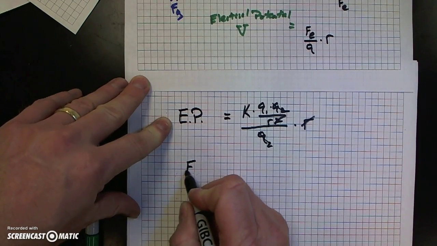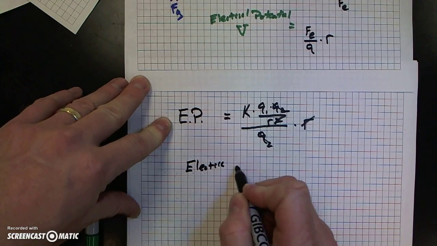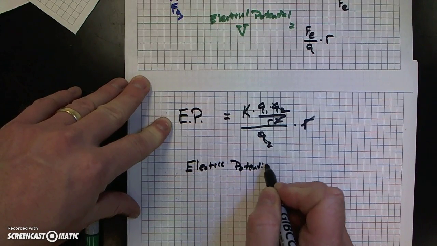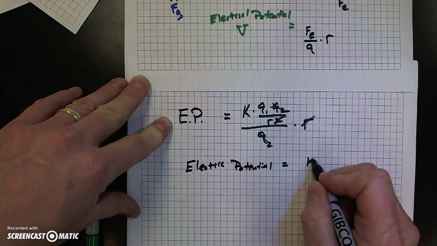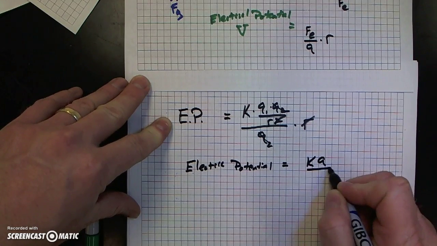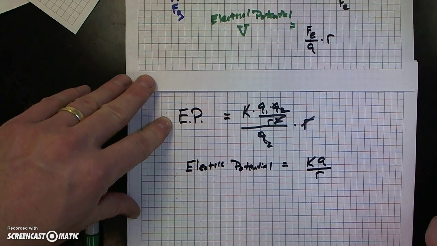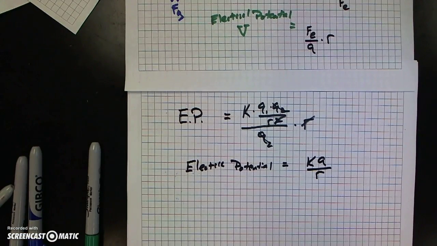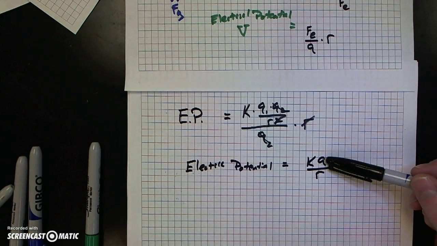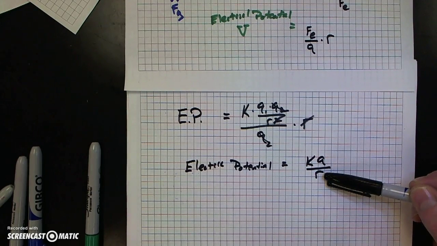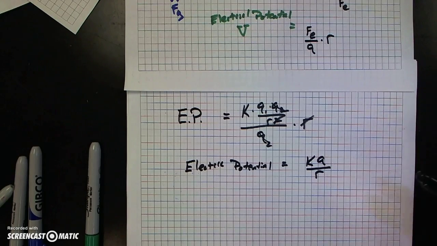So the electric potential is going to be equal to K Q over R. Okay, and there you have it. That's the equation. Now notice it only has one Q. This is the source of your E field, and it only has one R. So the electric potential doesn't drop off at a rate of 1 over R squared like the force does. It drops off at a rate of 1 over R.